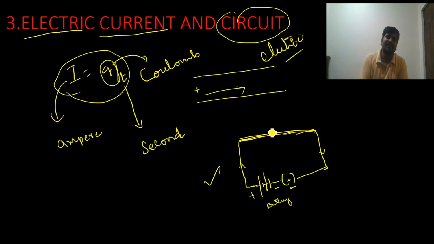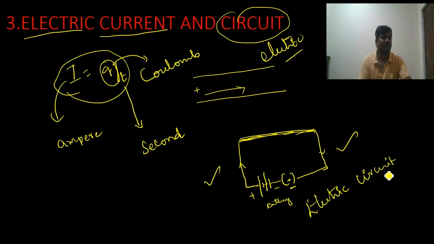So a continuous and closed path of an electric current is known as an electric circuit. So this is an electric circuit. Okay. So that is the first one.